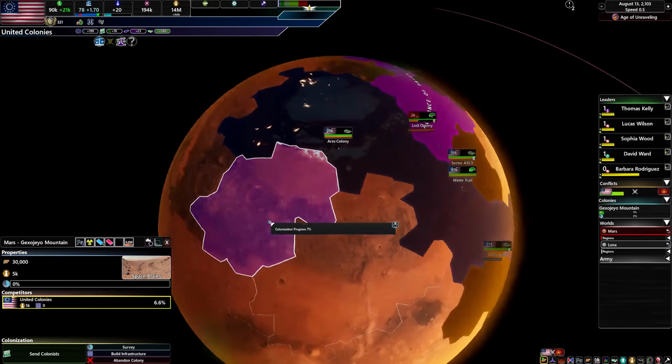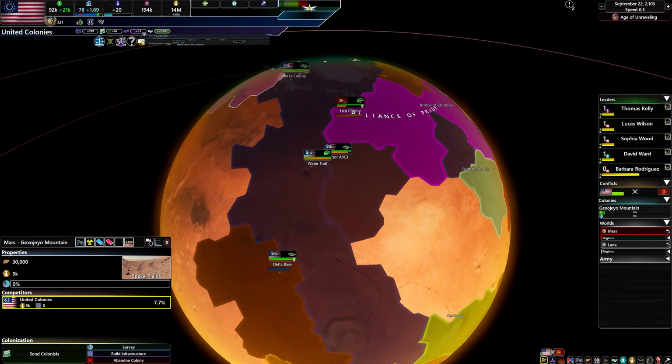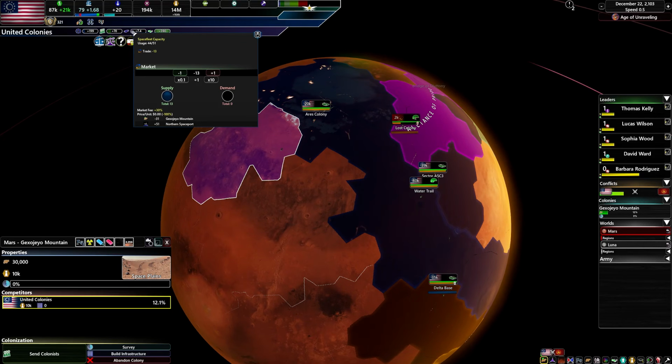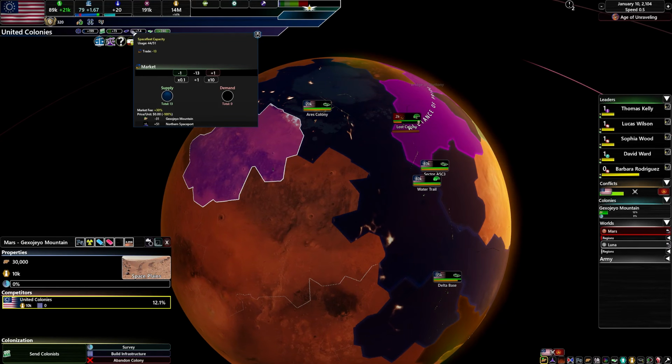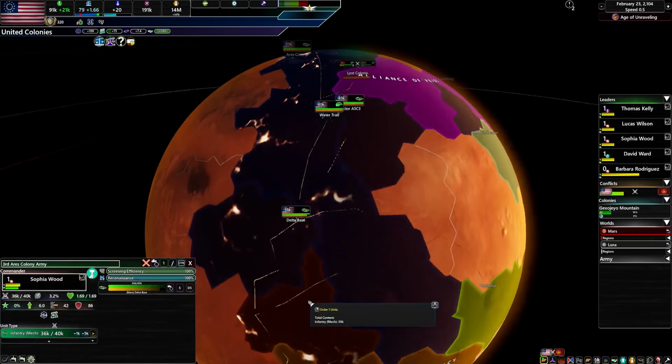Because my capital is on the moon, I have to expend space fleet capacity in order to send colonists here. And the more colonists I have, the more it costs. So you see, I added more colonists, and now I have less. Now, the United Colonies starts with space capacity, which is a big advantage that they have.